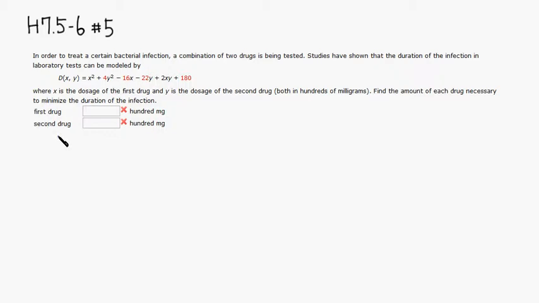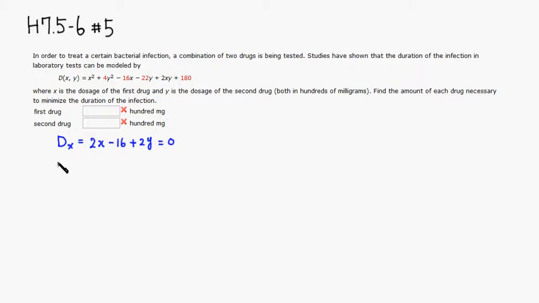So we take the partial of D with respect to x. We'll get 2x, and the derivative of that is 0. That's going to give us 16, and that's going to be 0. That's going to give us plus 2y. The derivative of 180 is 0. Right? So we set that equal to 0.